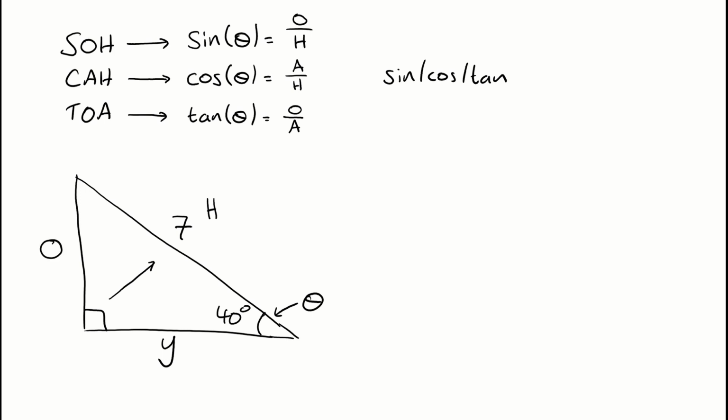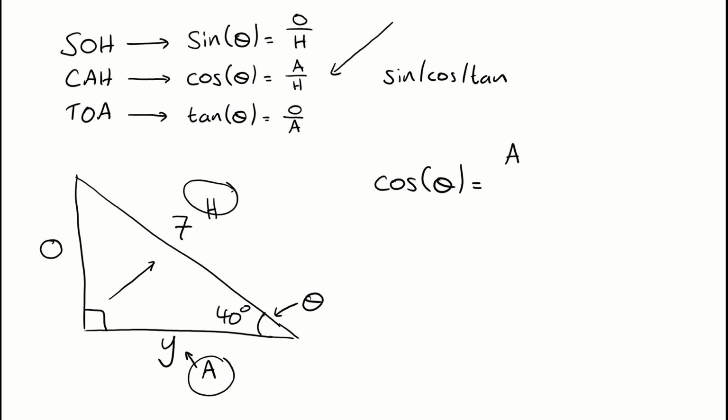My opposite would have to be over here, and my adjacent is going to be my y. So the sides of interest to me now are the h and the a. And if we have a look up here at our acronym, we see that it's the cosine which incorporates our a and our h. So we get that the cosine of theta is equal to the adjacent divided by the hypotenuse. And now we can start to substitute some values in.